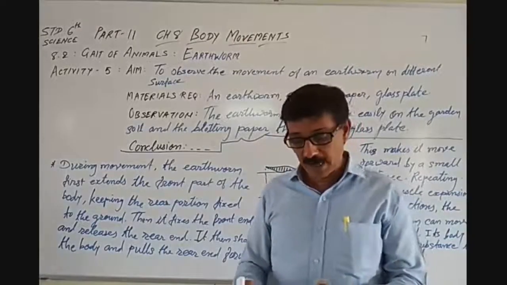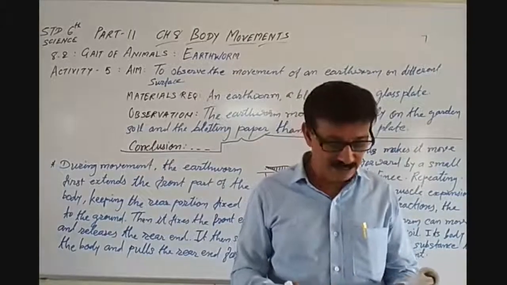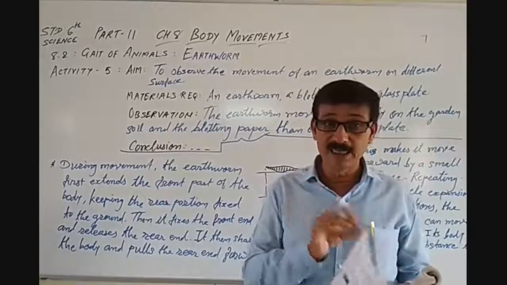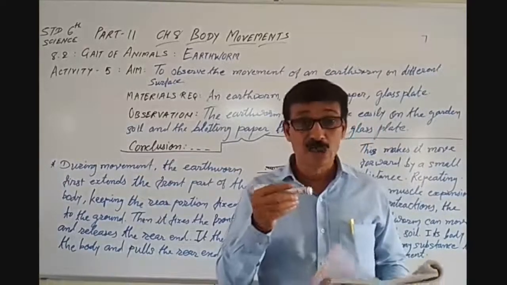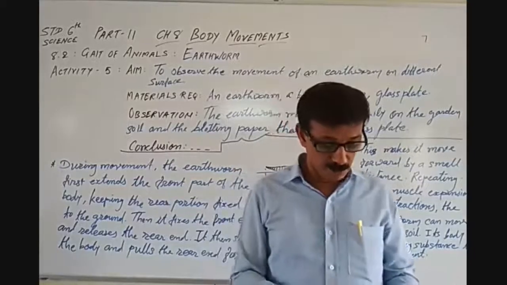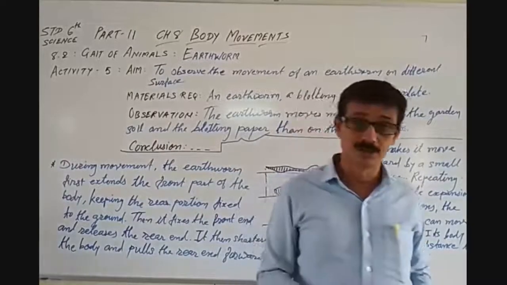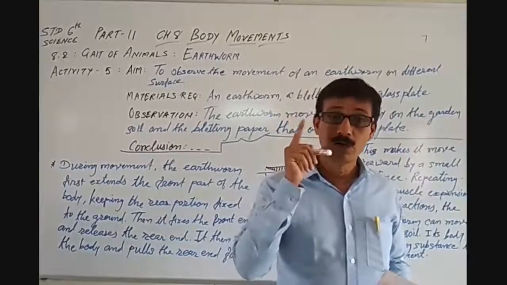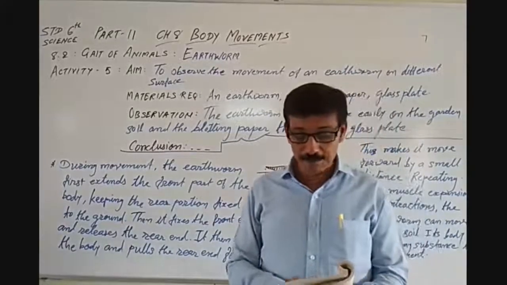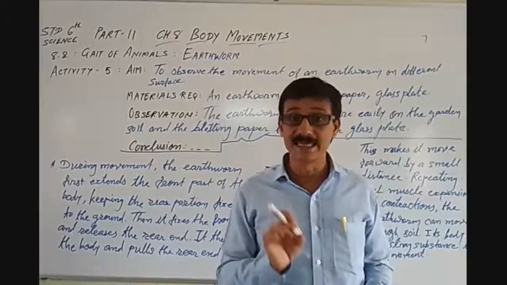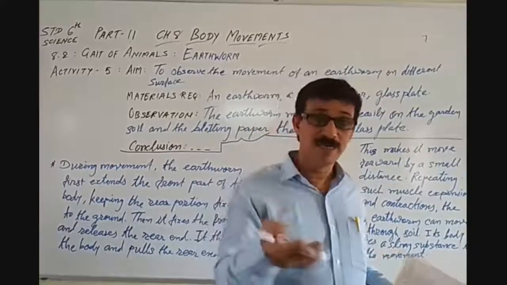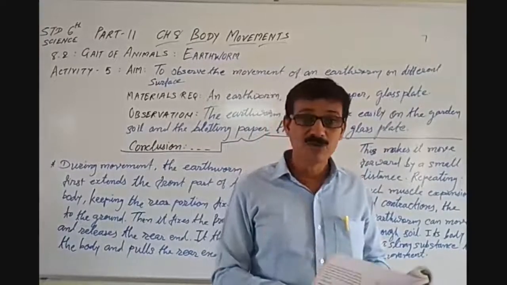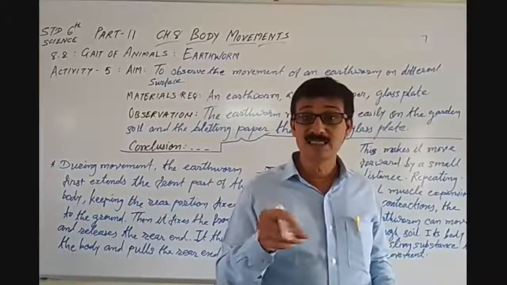The body of an earthworm is made up of many rings joined end to end. An earthworm does not have bones. Remember well, an earthworm does not have bones, but the body of the earthworm is made up of many rings. Why am I repeating this? Because this all is your MCQs or short questions.